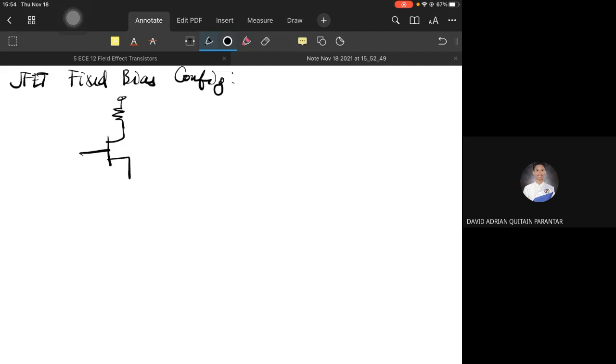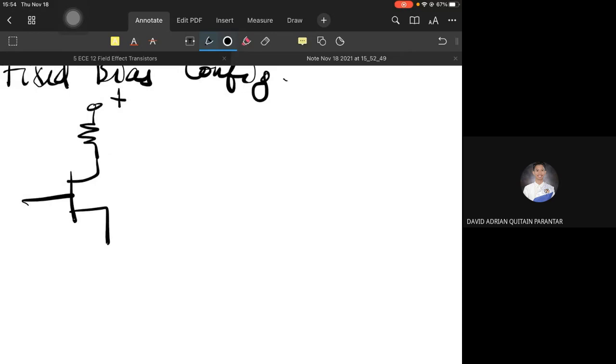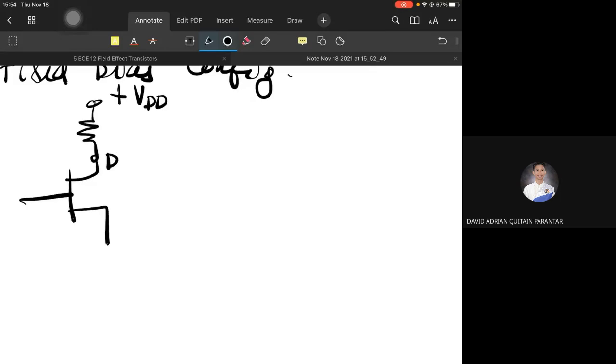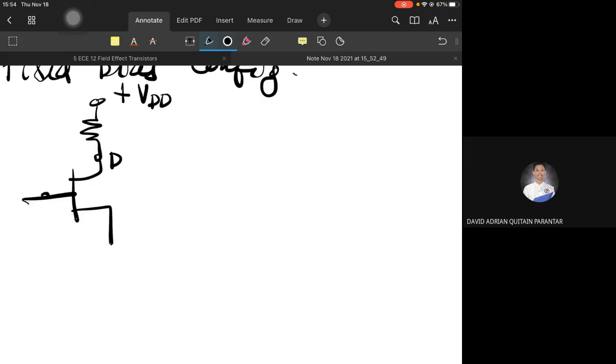So this time, we no longer call this source VCC. Because it is connected to the drain of our FET, we call this VDD. This is G, or the gate. This is S, the source.